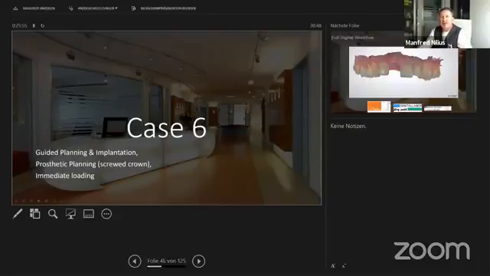She's smiling, but what can digital do better in these cases? So first of all, we can do a guided planning and guided implantation, and we can do a prosthetic backward planning, and we can try to have a screwed crown and not a cemented crown, because we know about the peri-implant infections made of cement. And we can do an immediate loading maybe.